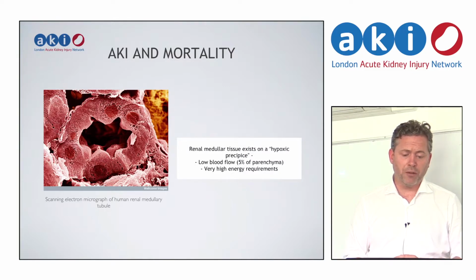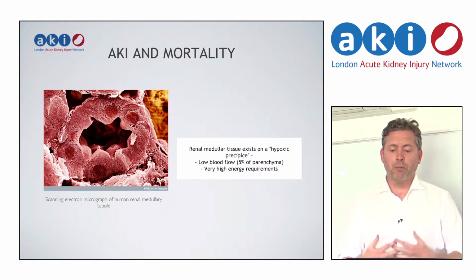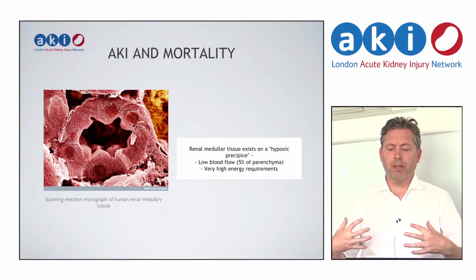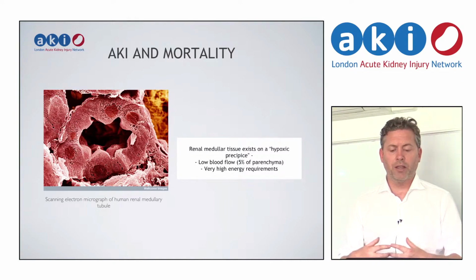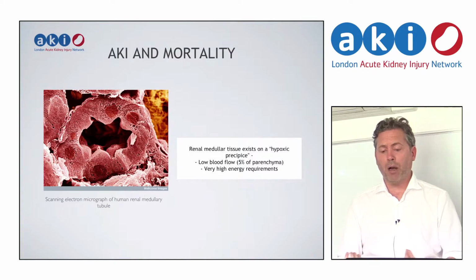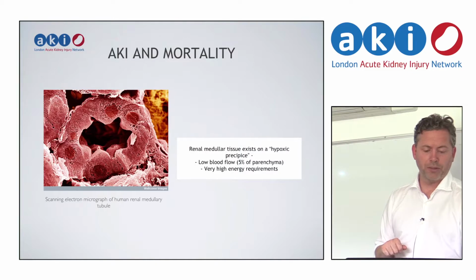So the kidney itself, if we look at the cortex and medulla, the medulla in particular exists on a hypoxic precipice. So it has low blood flow. Most of the blood is being pooled in the renal cortex and feeding the glomeruli. But due to these very powerful tubular processes, it has very high energy requirements.